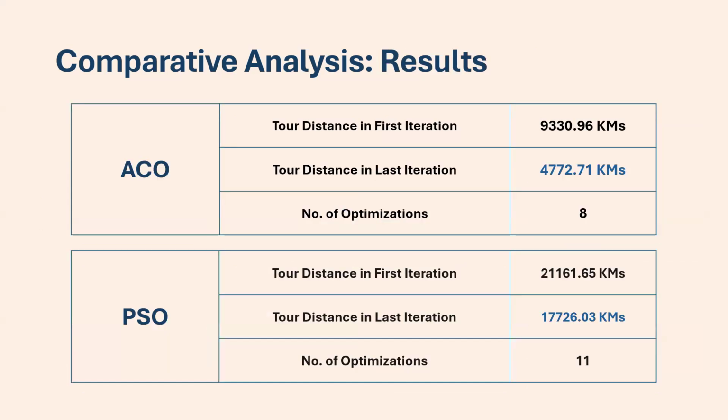This is the result we found. In ACO, the tour distance in the first iteration was 9,330 kilometers on average. The tour distance in the last iteration was 4,772 kilometers on average, and the number of optimizations is 8. Whereas in PSO, in the first iteration, the tour distance was 21,162 on average. That is way too much, three times more than ACO. The tour distance on the last iteration was 17,726.3 kilometers, more than four times that of ACO. The total number of optimizations PSO needed was 11. So there is a vast difference between ACO and PSO, as we can see.